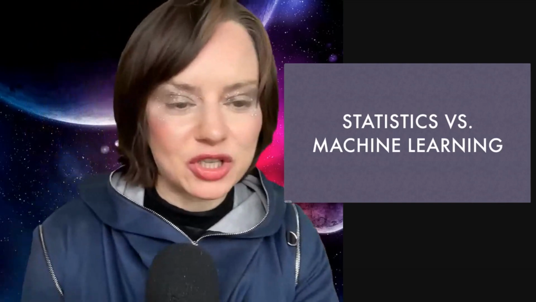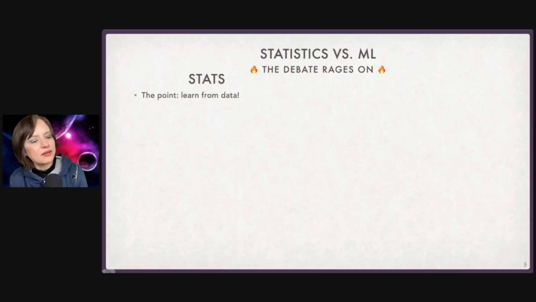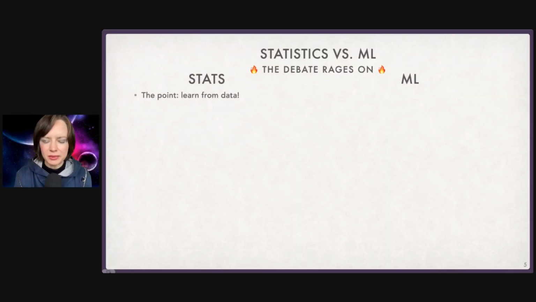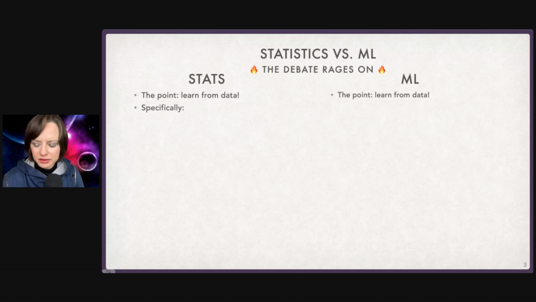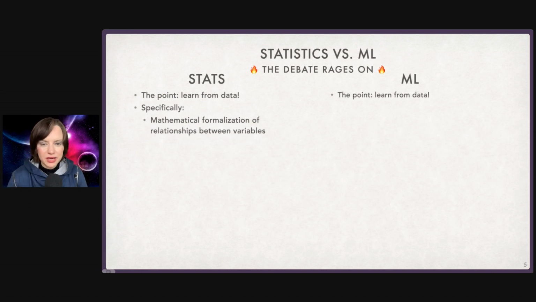We're going to talk about the difference between statistics and machine learning. The point of statistics, what is it? Well, generally, it's to learn things from data. Fabulous. Machine learning, on the other hand, now the point is to learn from data. Okay. Specifically in statistics, we are going to create a mathematical formalization of relationships between variables.